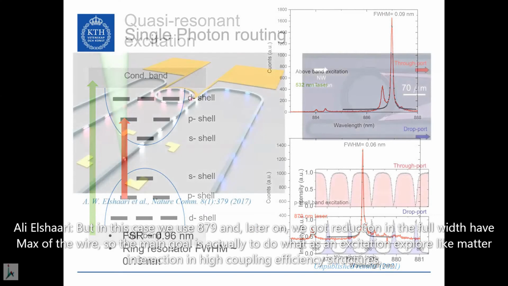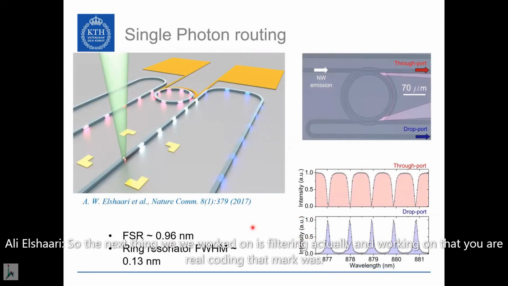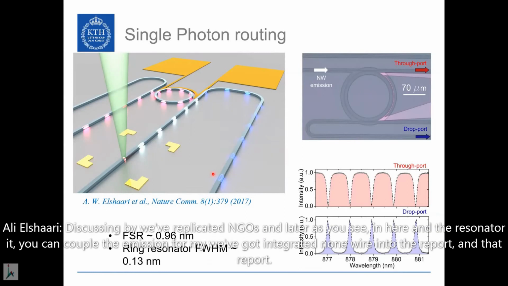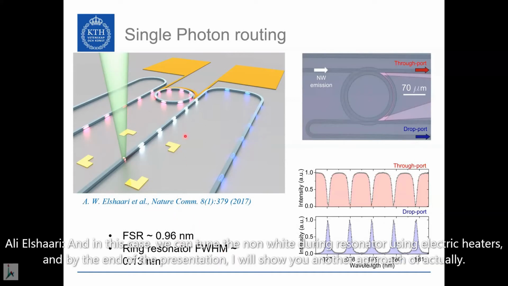The next thing we worked on is filtering, and working on the dual rail coding that Mark was discussing. We fabricated a ring resonator, as you see in here, and with the ring resonator you can couple the emission from a waveguide integrated nanowire into the through port and the drop port. In this case, we can tune the ring resonator using electrical heaters. And by the end of the presentation, I will show you another approach of doing this.